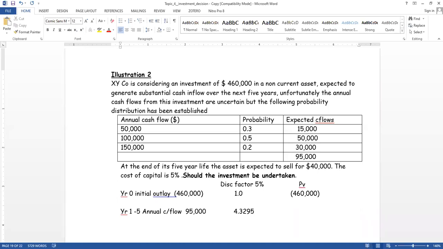Do you have a scrap value? Yes. And the scrap value is got in year 5. The scrap value is 40. And it is an inflow. So you look for the PV, present value of 40,000 at 5% for year 5.